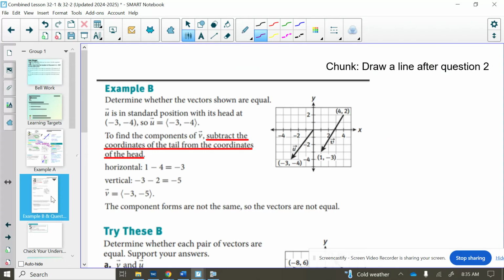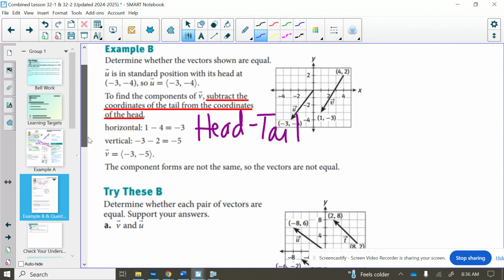In example B on the next page, we see here some determination if our vectors are of equal length, and they are finding that by taking the head coordinates minus the tail coordinates if you don't have a picture to represent this. And again, they are going to only be equal if the component forms are the same. When they are not the same, as in what we see here, (-3, -4) is not the same as (-3, -5), so that's why these vectors were not equal.